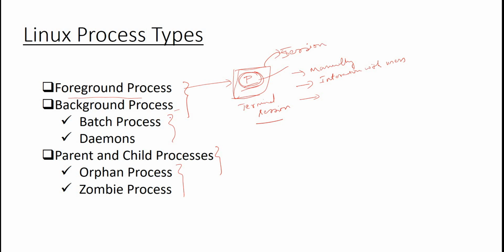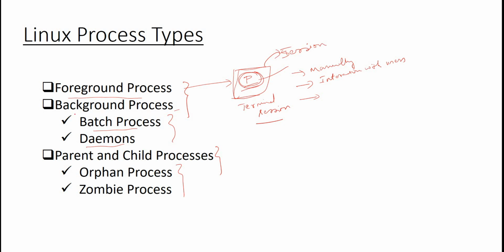We can run the background process manually by logging into a particular terminal session, and also we can run them automatically. In case of automatic execution, generally we can classify them as batch processes or daemon processes. Batch processes will run at a scheduled time by using a scheduler like the cron scheduler and so on. The daemon processes are a different type of background process, and these will be started during the booting of the operating system. These daemons will run continuously until we stop the process manually or until the shutdown of the machine.